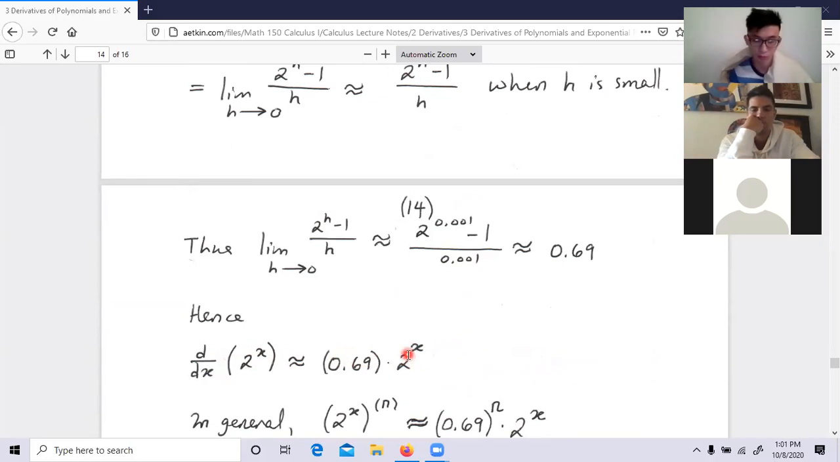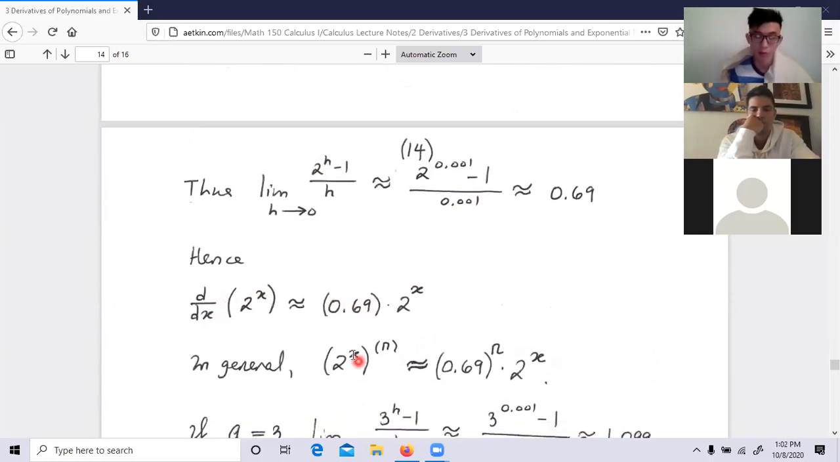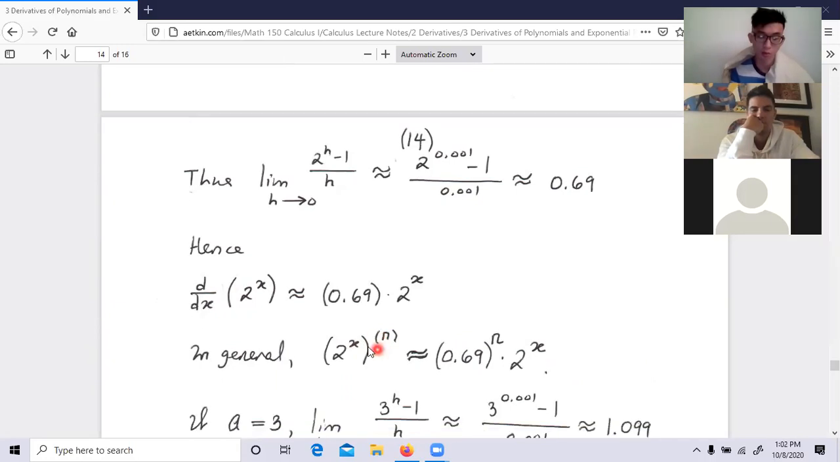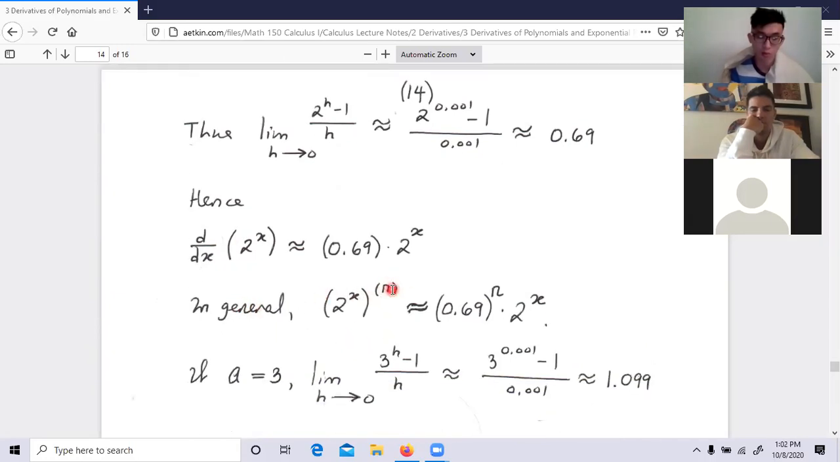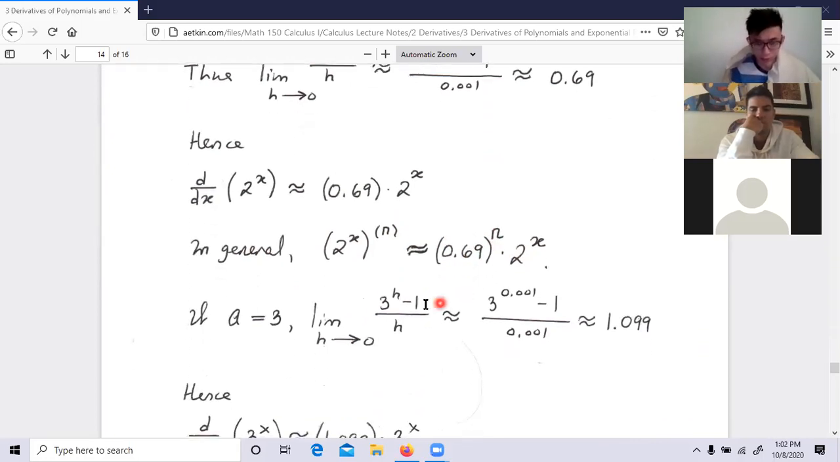Now you understand? So that means that the derivative of 2 to the x is roughly 0.69 times 2 to the x. And if I take the nth derivative, put in parentheses, that means take one derivative, another, it will be 0.69 to the power of n times 2 to the x.